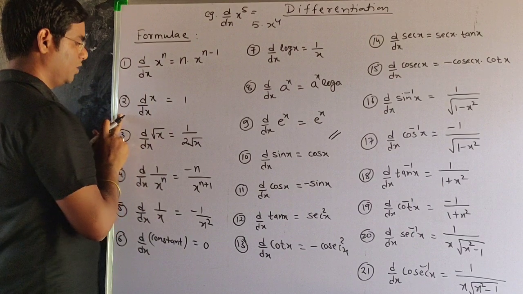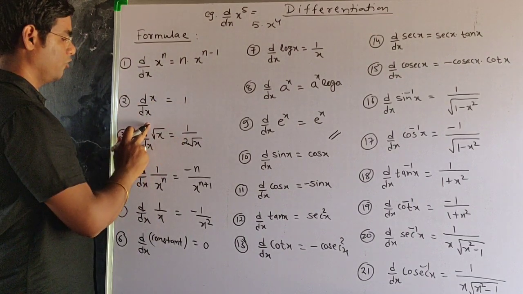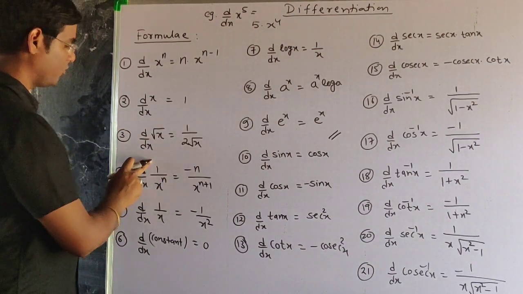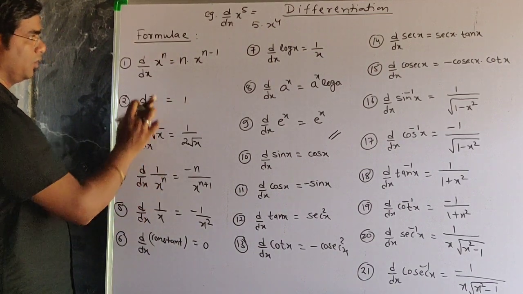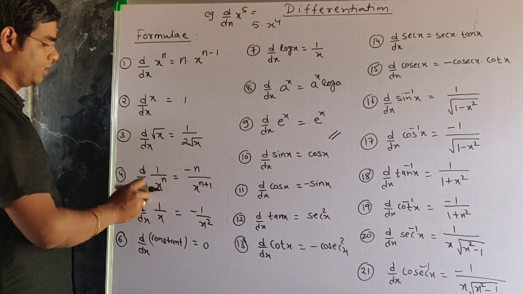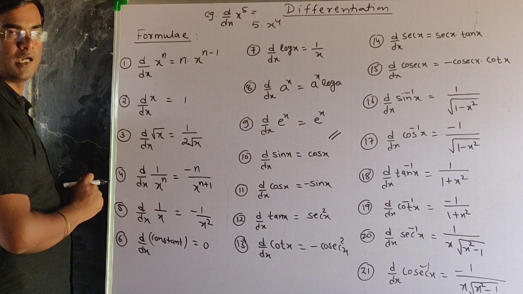And using the same formula we will get derivative of x with respect to x as 1. And derivative of root x with respect to x is what? 1 upon 2 root x. Derivative of 1 upon x raised to n. Here the reciprocal of x raised to n. If x raised to n is present in denominator, then formula for finding derivative of 1 upon x raised to n is what? Minus n upon x raised to n plus 1.